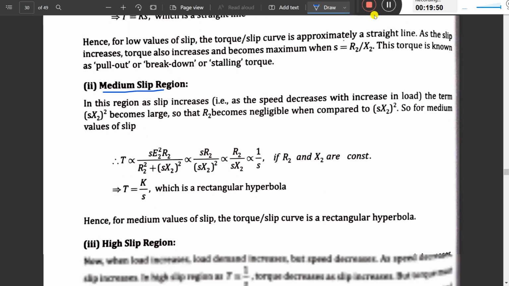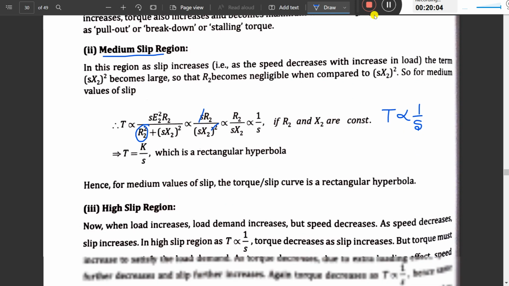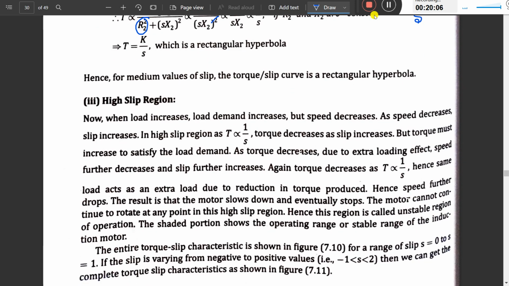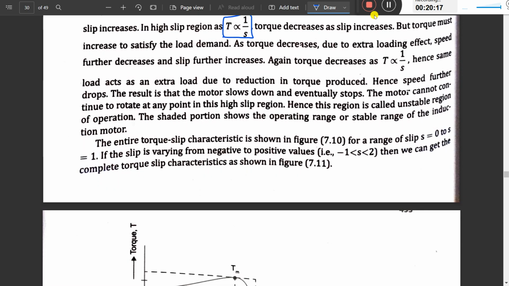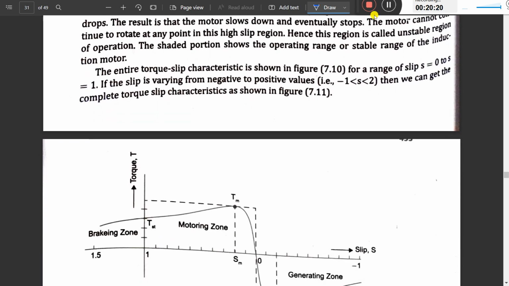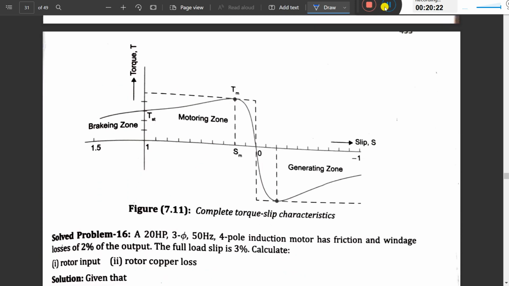At the medium slip, we can neglect the value R2 square compared to (s X2) square. Then the s square gets cancelled, and finally you will get 1 by s. At the medium slip, torque is inversely proportional to the slip. The third one is the high slip region. In this high slip region, the s value is high, near to 1. In that case also torque is inversely proportional to the slip, as we know. And it is the final graph between torque versus slip.